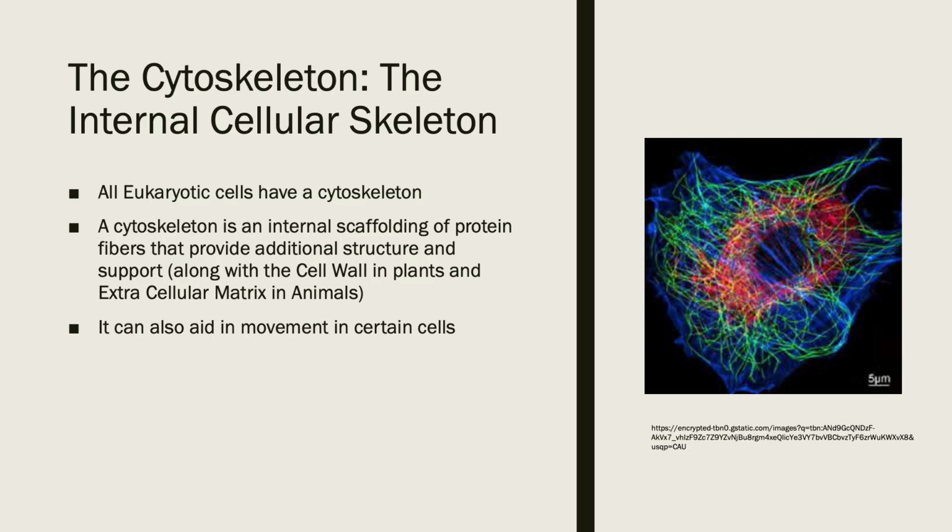The internal cellular skeleton, all eukaryotic cells have this, and again, it is the internal scaffolding made of protein fibers, and it can aid in movement in some cells, but for the majority of the time, it's just going to be an internal skeleton system.